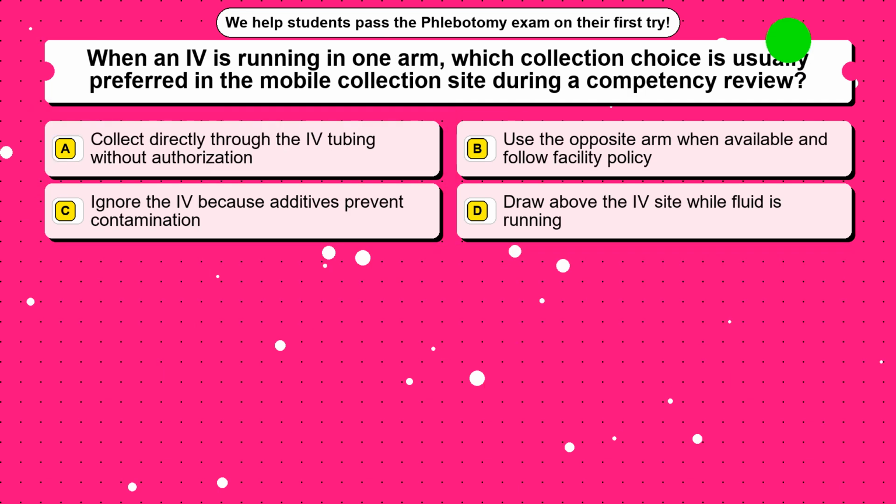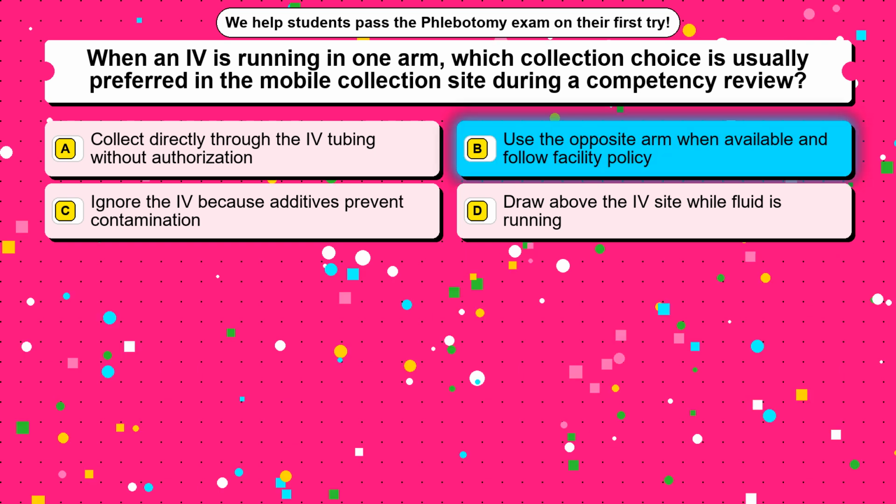Question 6. When an IV is running in one arm, which collection choice is usually preferred in the mobile collection site during a competency review? Option A. Collect directly through the IV tubing without authorization. Option B. Use the opposite arm when available and follow facility policy. Option C. Ignore the IV because additives prevent contamination. Option D. Draw above the IV site while fluid is running.